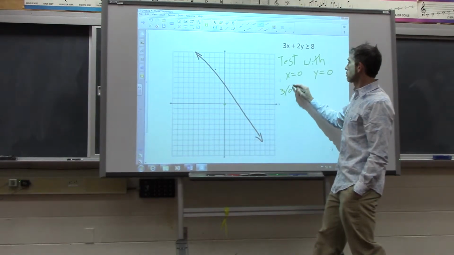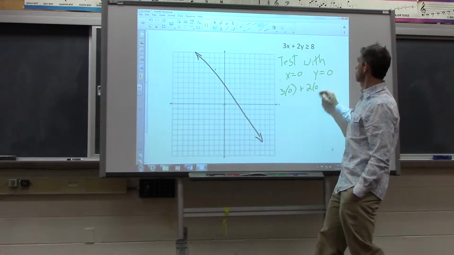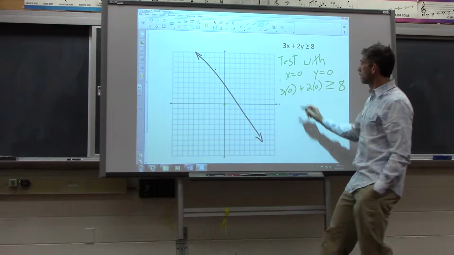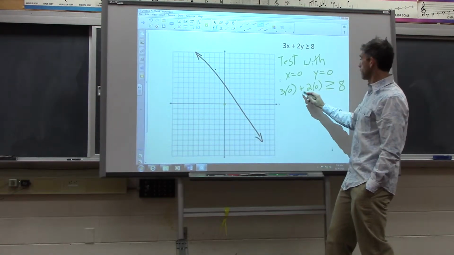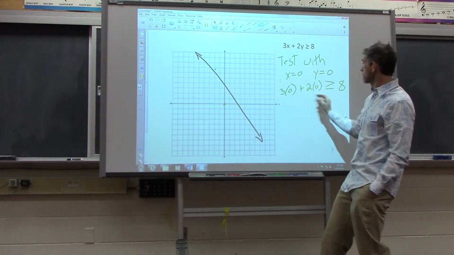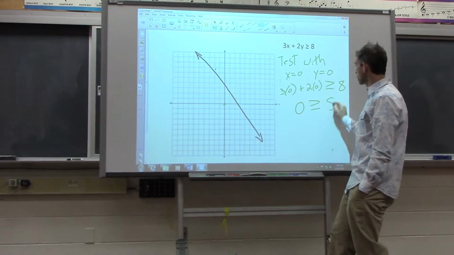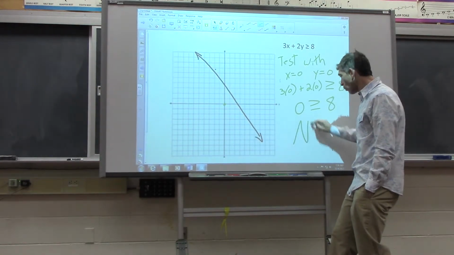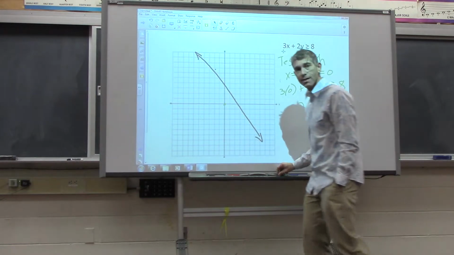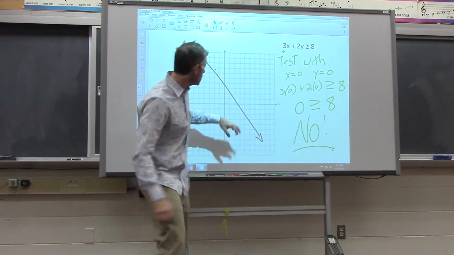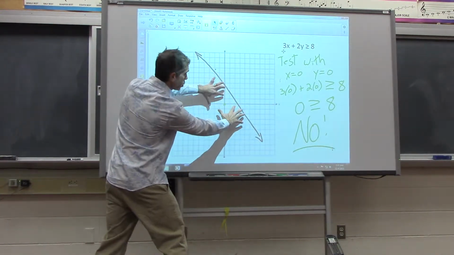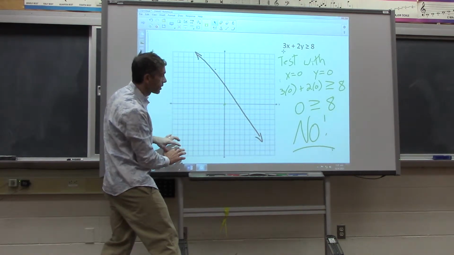So let's see, 3 times 0 plus 2 times 0 greater than or equal to 8. 3 times 0 is 0, plus 2 times 0 is 0. So basically this is saying 0 is greater than or equal to 8. No, it's not. That's not true. So what that means is I do not want to shade where that 0, 0 is.